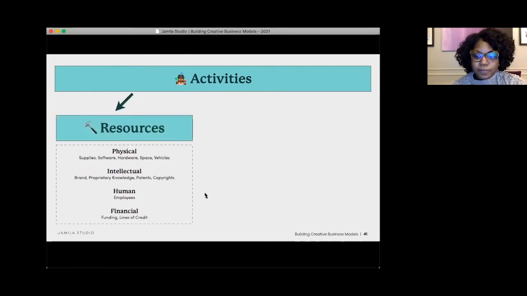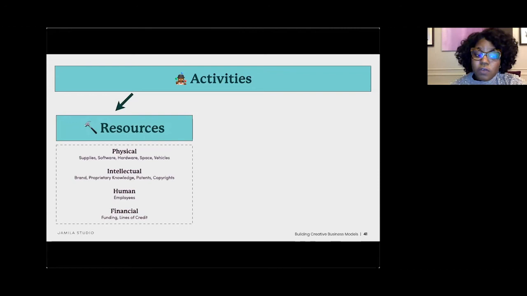So activities are all the things you need to do to get your business done. That's everything from sending an email to sweeping the floors. Think of everything that needs to be done within your business. And to get your activities done, you are going to use resources. These could be physical, like supplies and software or hardware, spaces or vehicles, or they can be intellectual. So this is your brand that you've created, or some kind of proprietary knowledge, or a patent because you've invented something, or a copyright.